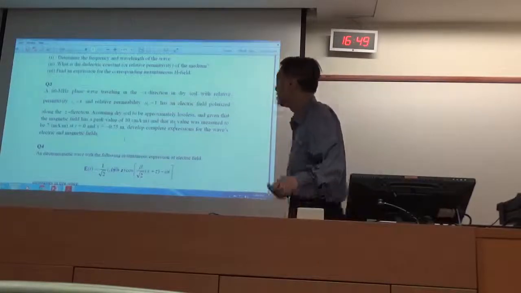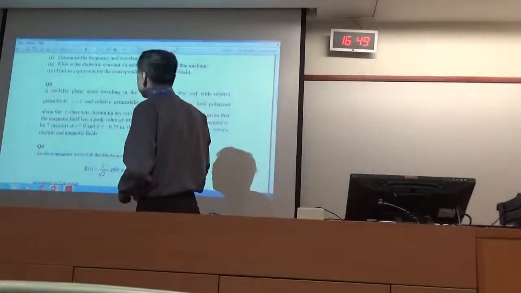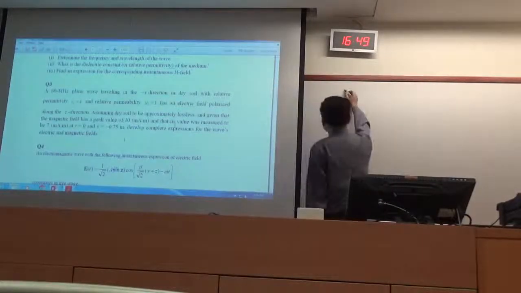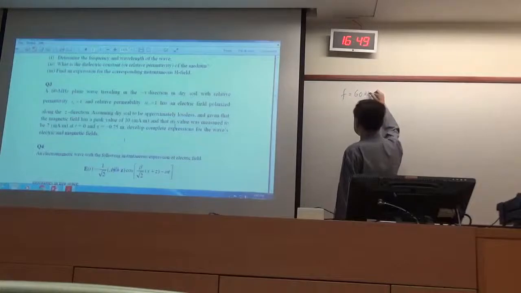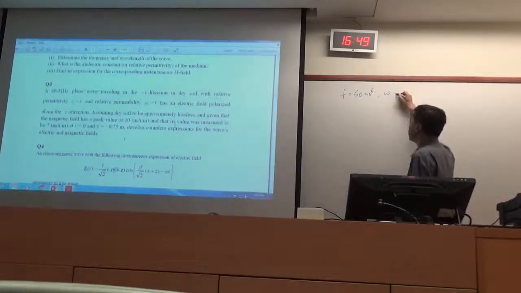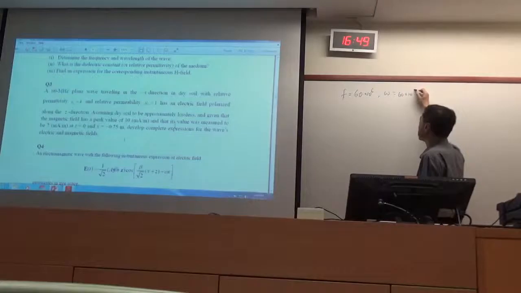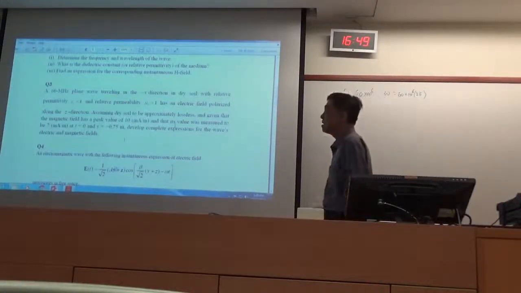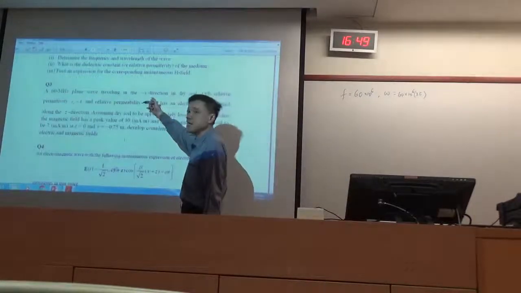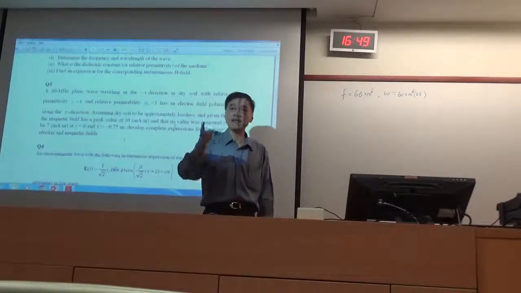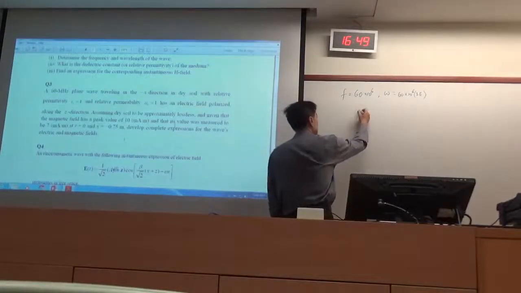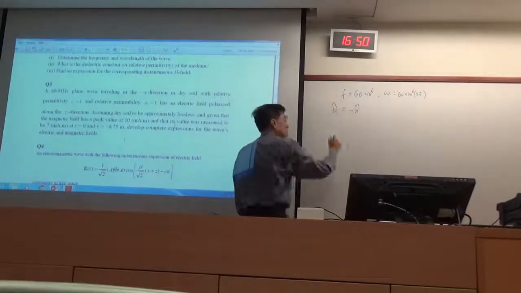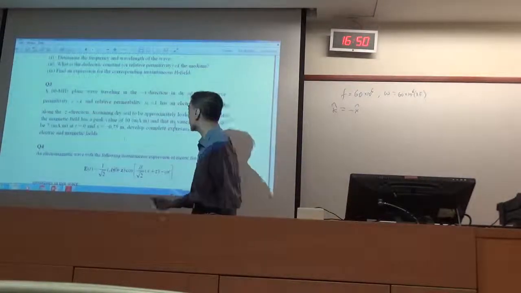Alright, 60 megahertz plane wave. That means f is equal to 60 times 10 to the power 6. Omega is equal to 60 times 10 to the power 6 times 2 pi. Okay, so I have omega. Traveling in the minus x direction. So my k is in the minus x direction.